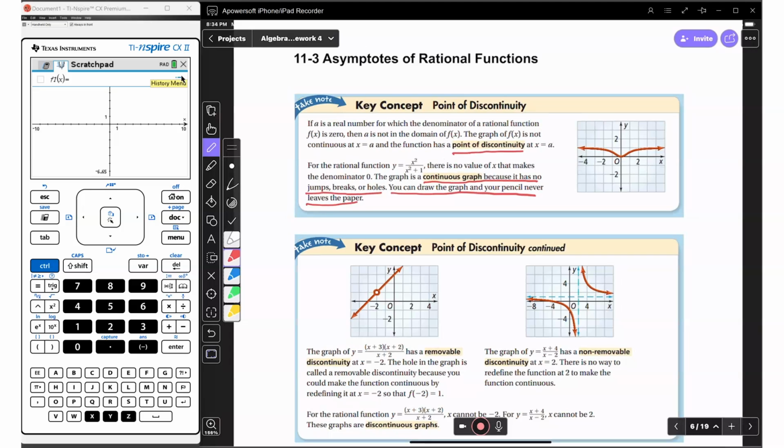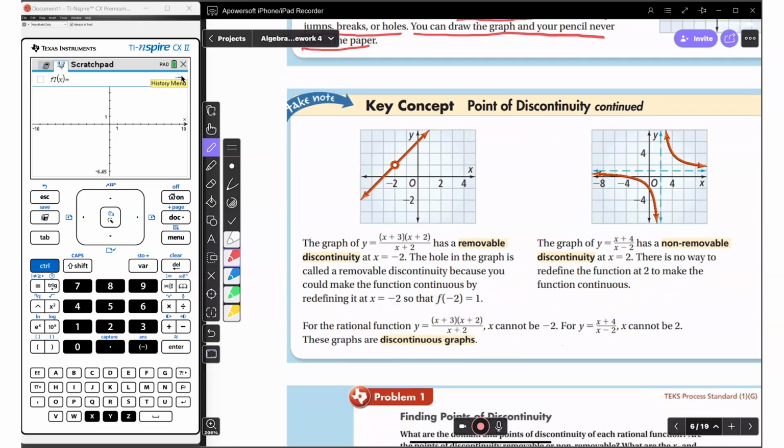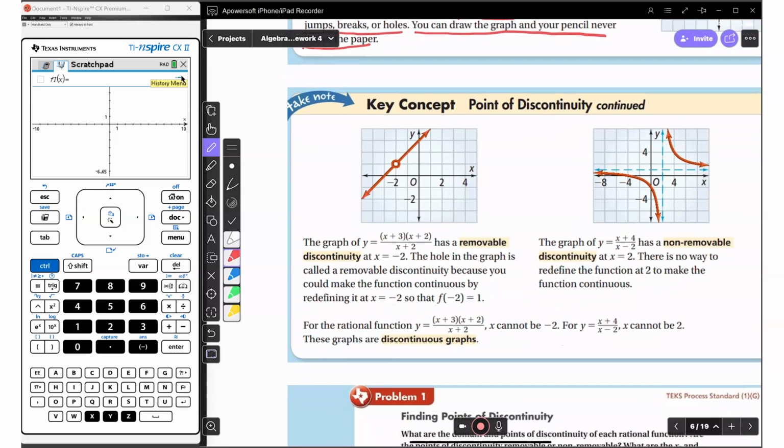So if I did this test on this graph here, you notice that I'm tracing, but my pen goes up and then I continue to trace. So you know that there is a point of discontinuity. In other words, there's a break. This type of discontinuity is removable. Why is it removable? Because you can define an answer at that point.